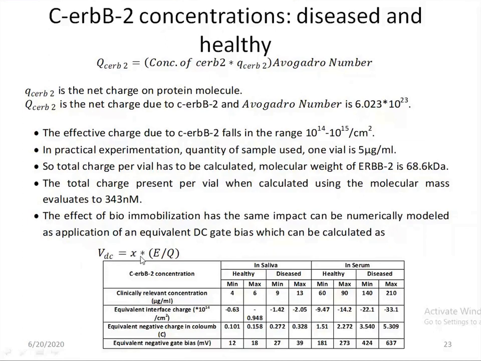When the immobilization occurs on the surface, there will be X number of charges present on the surface. So the total voltage due to this X number of biomarker molecules will be given as X into E by Q. E by Q is the electric field equivalent in HEMT or GaN devices, and this will be equivalent to the voltage due to an individual biomarker. If we know the total number of biomarkers present on the surface, we can find out the equivalent voltage that is to be applied on the device gate in order to do a physical detection in the model itself.